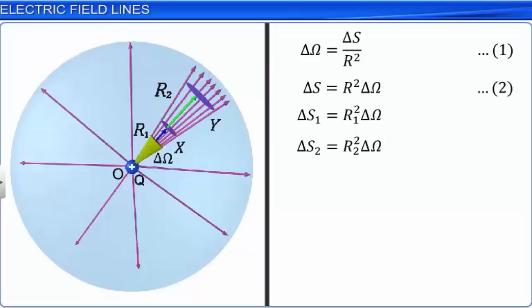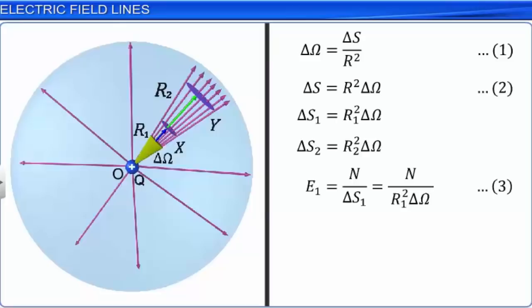The number of field lines, say n, passing normal to delta s1 and delta s2 is also the same. The number of field lines passing normal to a unit area is equal to the electric field strength E. Therefore, the electric field strength E1 at x will be equal to the number of field lines per unit area at x, which is equal to n by delta S1, or n by r1 squared into delta omega, using the value of delta S1. Let this be equation 3.